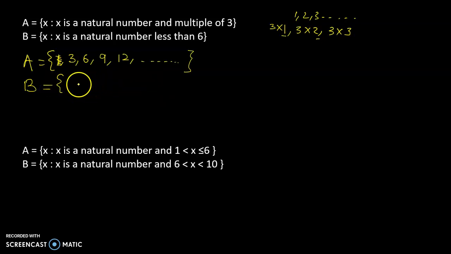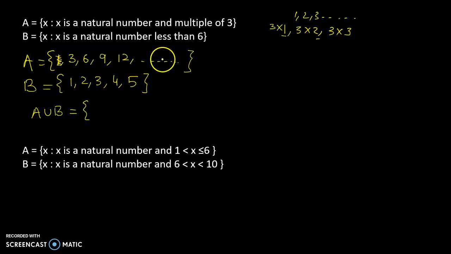Now let me see how exactly I write the tabular form of B, which says natural numbers less than 6. What are the natural numbers less than 6? It is going to be 1, 2, 3, 4, and 5. So there is no 6, it is less than 6, and now I want to find out A union B.